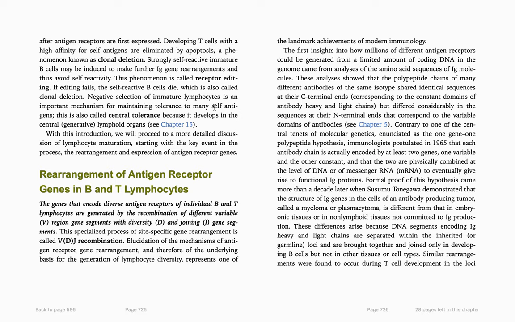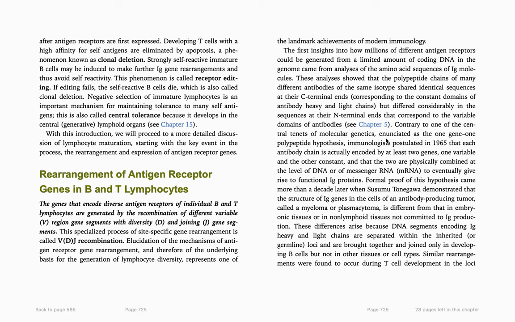The first insight into how millions of different antigen receptors could be generated from a limited number of coding DNA sequences in the genome came from analysis of the amino acid sequences of Ig molecules. This analysis showed that the polypeptide chains of many different antibodies of the same isotype shared identical sequences at their C-terminal ends, corresponding to the constant domain of the antibody heavy and light chains, but differed considerably in the sequence at their N-terminal ends, corresponding to the variable domain of antibodies.